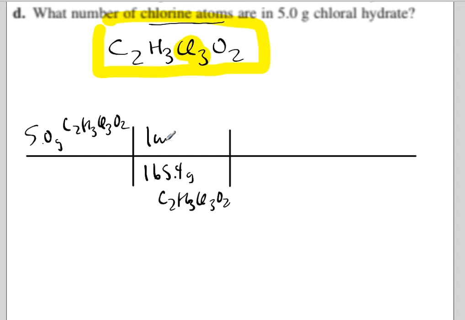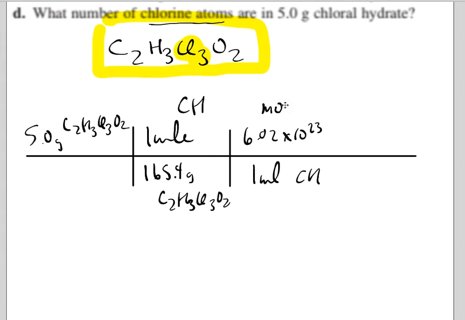C2H3Cl3O2 equals 1 mole of, I'll just write CH for chloral hydrate because I'm getting tired. 1 mole of chloral hydrate is equal to 6.02 times 10 to the 23rd. And see how it's all nonmetals? So I'm going to write the word molecules. It's just the label. It's not that big of a deal. Now, I go to Avogadro's number. If I stop there, I have molecules of chloral hydrate.